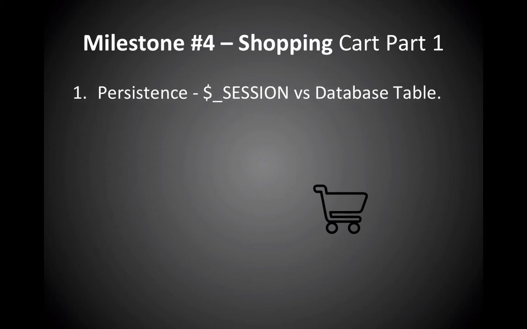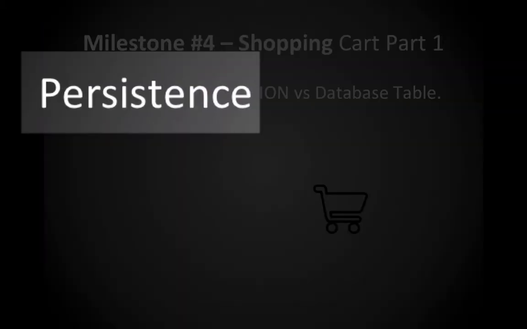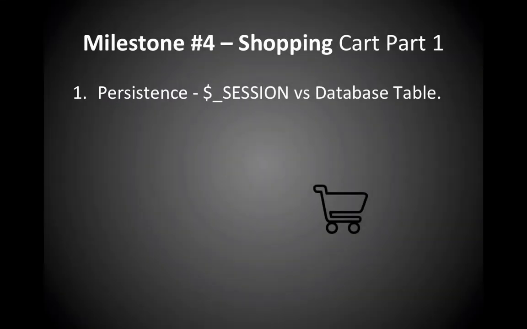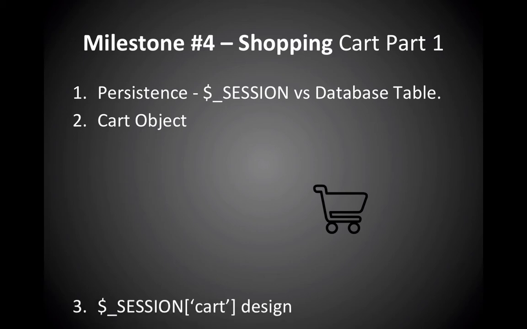So in this milestone, we're going to talk about two different ways we could do persistence. Now, persistence is the idea that when you have data that's stored, does it stay permanently in your cart or does it disappear? So persistence can be session persistence or it could be login persistence. We'll talk about how to design an object called cart, and the object will show what's being currently stored.